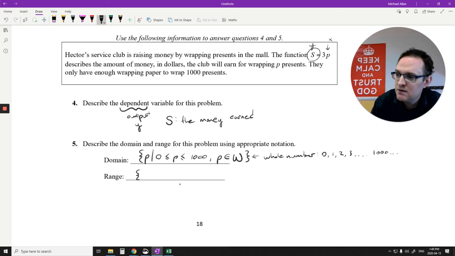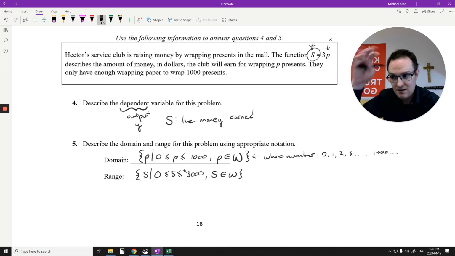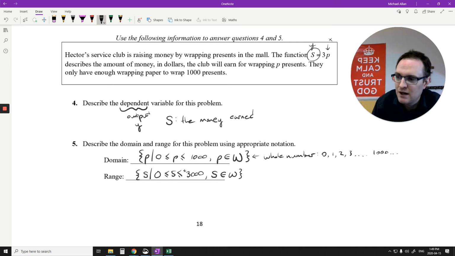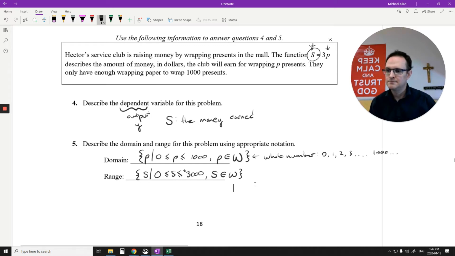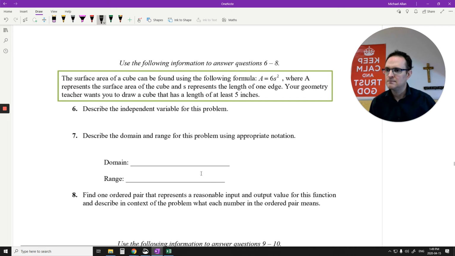My range in this one is going to be $0 if he doesn't wrap any presents, he doesn't make any money, up to 3 times 1,000, up to $3,000. Okay. Now this one gets a little bit trickier too. You are going up by 3s each time, so I'm going to say whole numbers, but it'll just work itself out that S ends up being whole numbers. So you can put in whatever you want there, because my inputs are whole numbers, my outputs are probably going to be whole numbers as well.